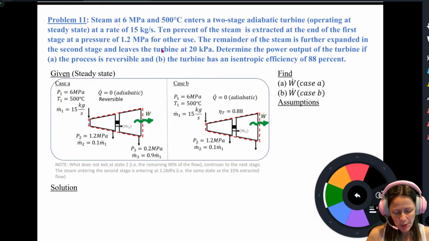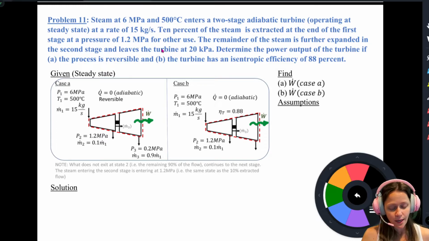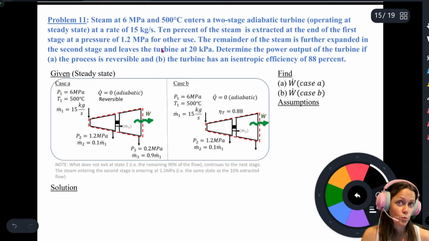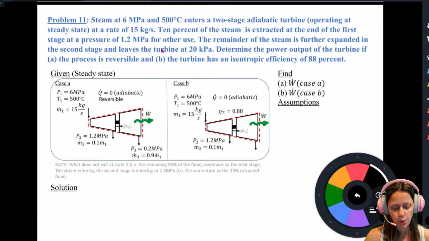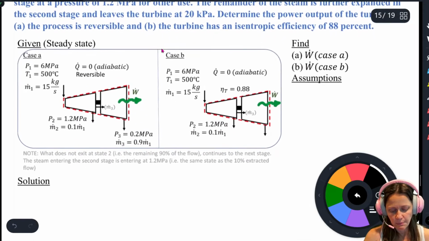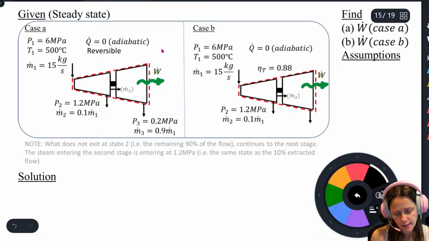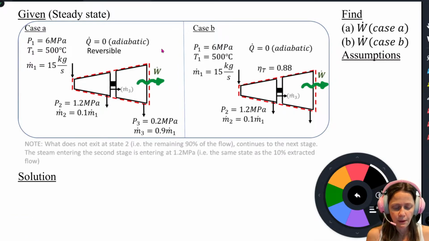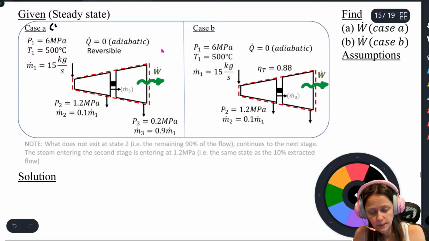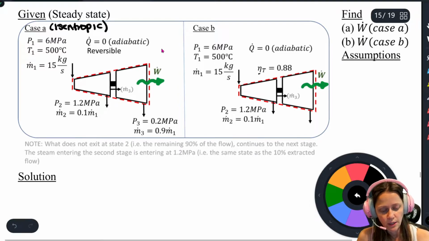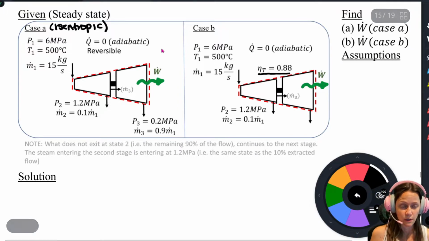All right, so problem 11. This is a steam turbine, and it looks a little bit ugly because we have two outlets, and I believe we might have worked one problem in Unit 3 where you had a turbine with two stages. But essentially, let's just look at case A. So case A is where the turbine operates isentropically. So this is isentropic.